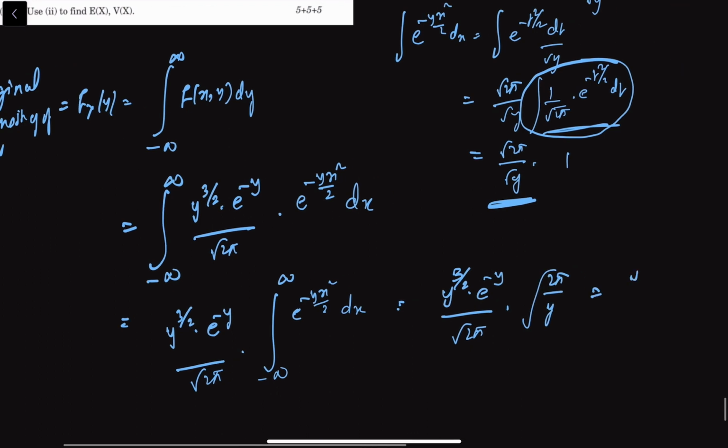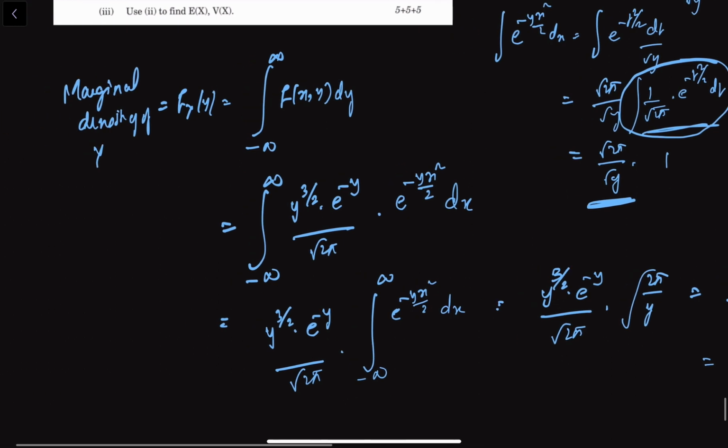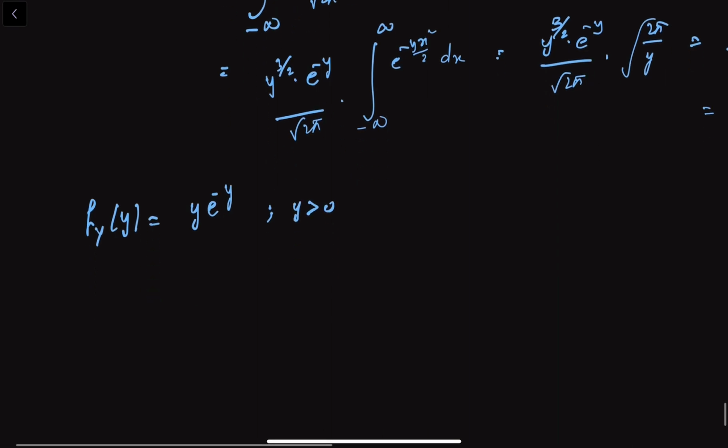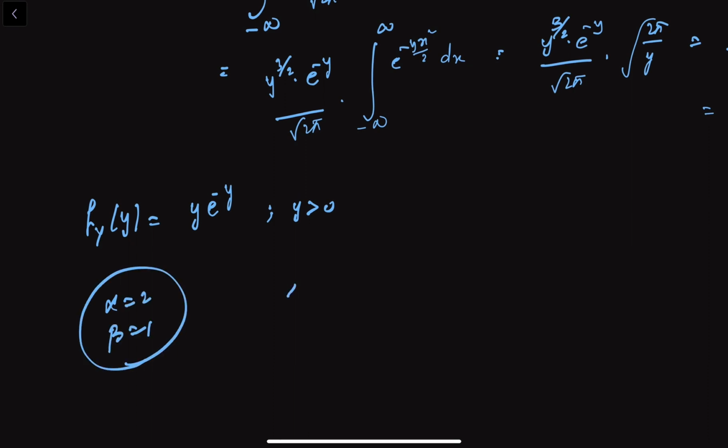So that is y^(3/2) e^(-y) divided by y^(1/2), which is y e^(-y). So the marginal density of y, f_Y(y), is nothing but y e^(-y), and y is greater than 0. This is a gamma density with alpha as 2 and beta as 1. So we can rewrite f_Y(y) in gamma form: y^(2-1) e^(-y) by gamma of 2, for y greater than 0.